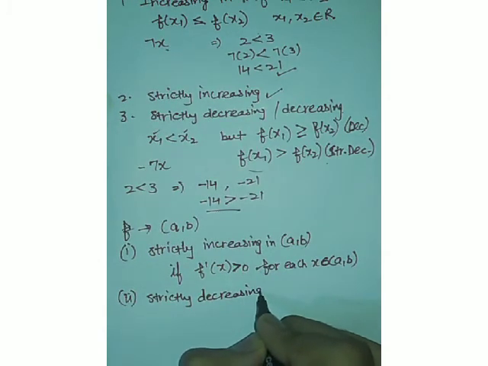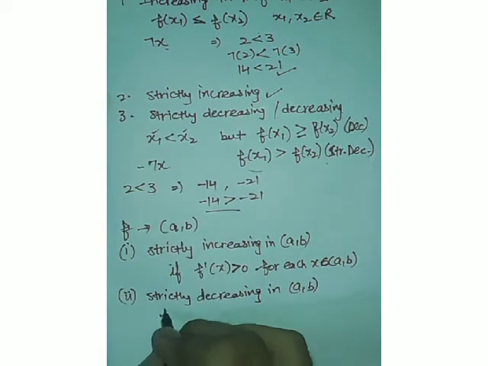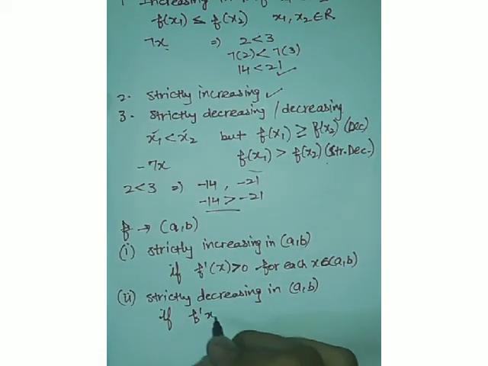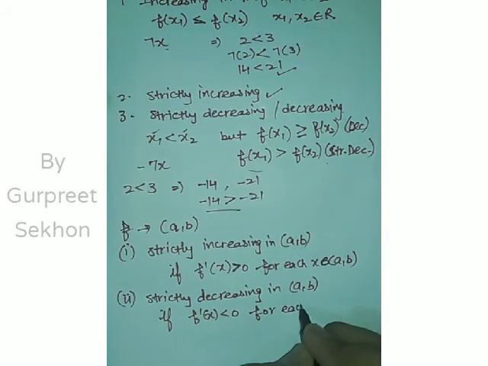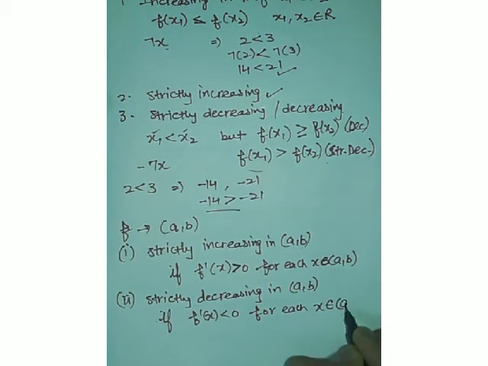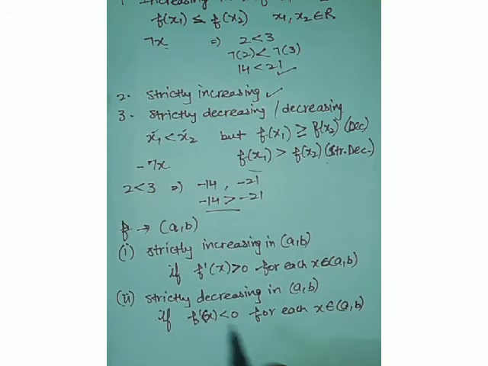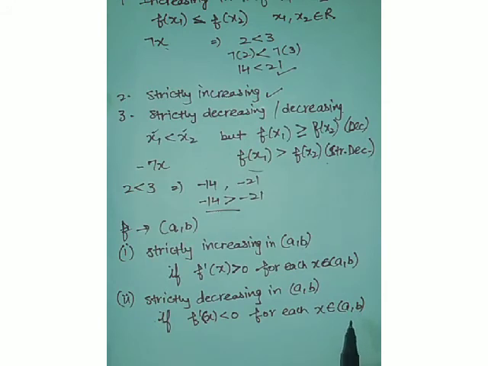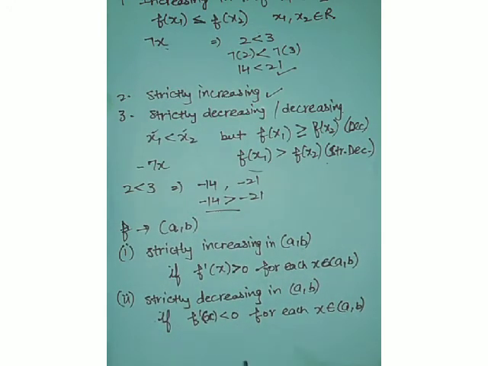Now for the strictly decreasing remark, it will be strictly decreasing in (a, b) if f dash x comes out to be less than 0 for each x belonging to (a, b). It is literally the same definition, but the value of the derivative on substituting a value from the given interval must be less than 0 in order to make that function a decreasing function. So these were the remarks and definitions of increasing and decreasing functions.